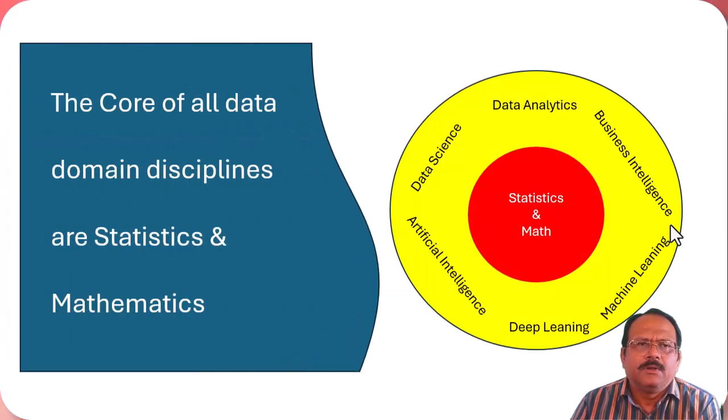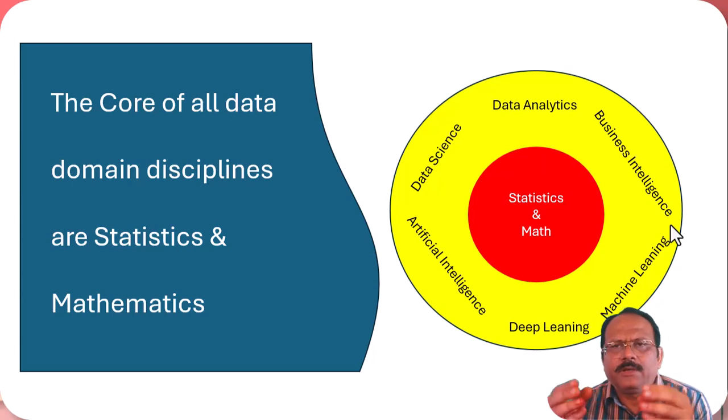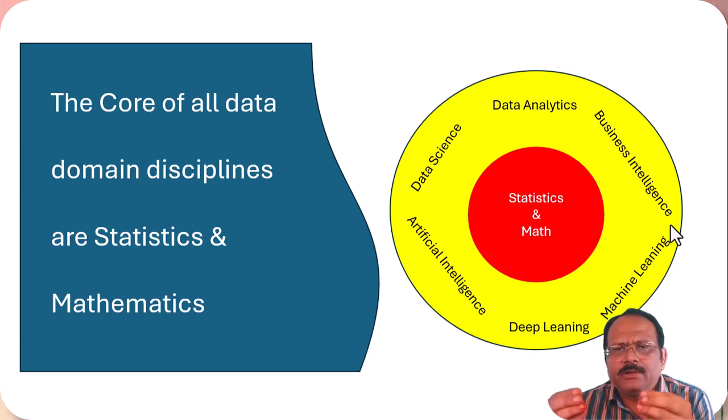Now you know that the core of data analytics, business intelligence, machine learning, deep learning, artificial intelligence and data science is statistics and math. Okay, so the core of all data domain disciplines is statistics and mathematics.